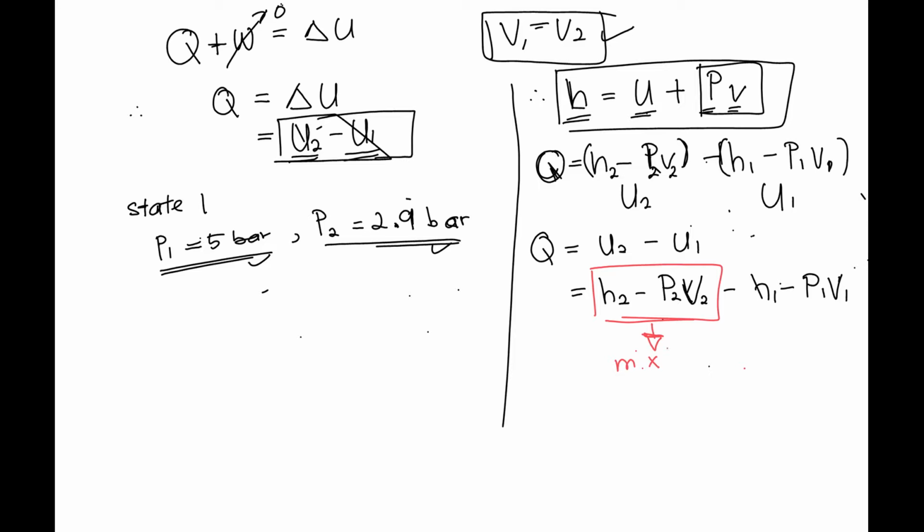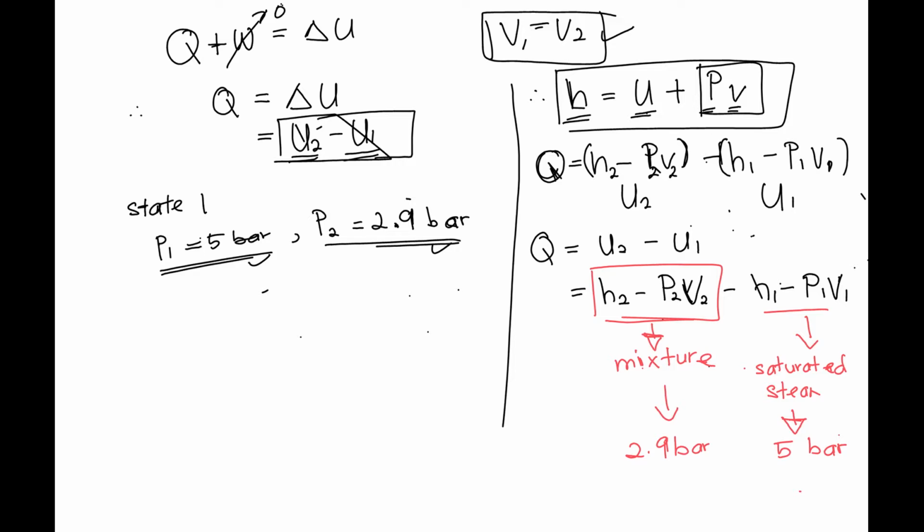But in this case, at state 2, all of you need to remember it is under mixture, and this one is at saturated steam. I put here where the pressure at this one corresponds to 2.9 bar, and the pressure at this one corresponds to 5 bar.